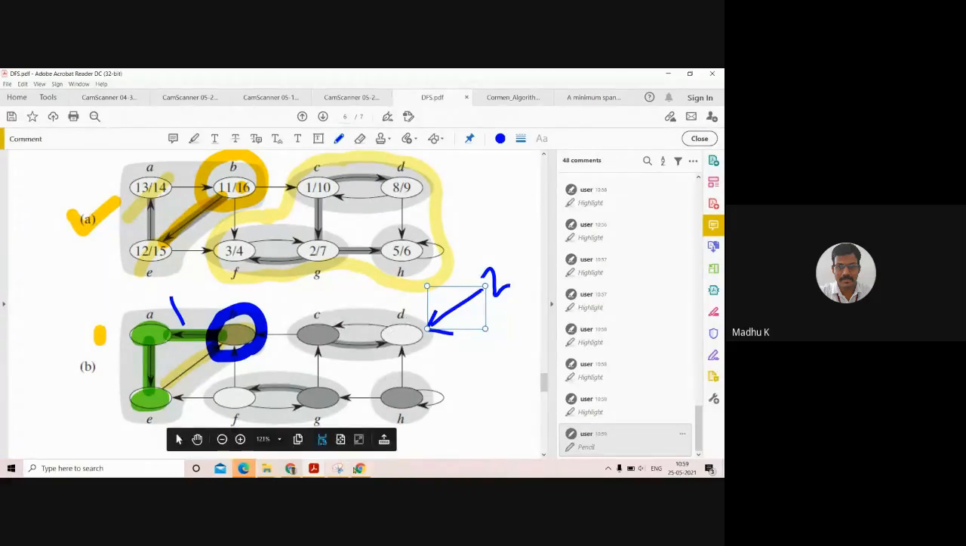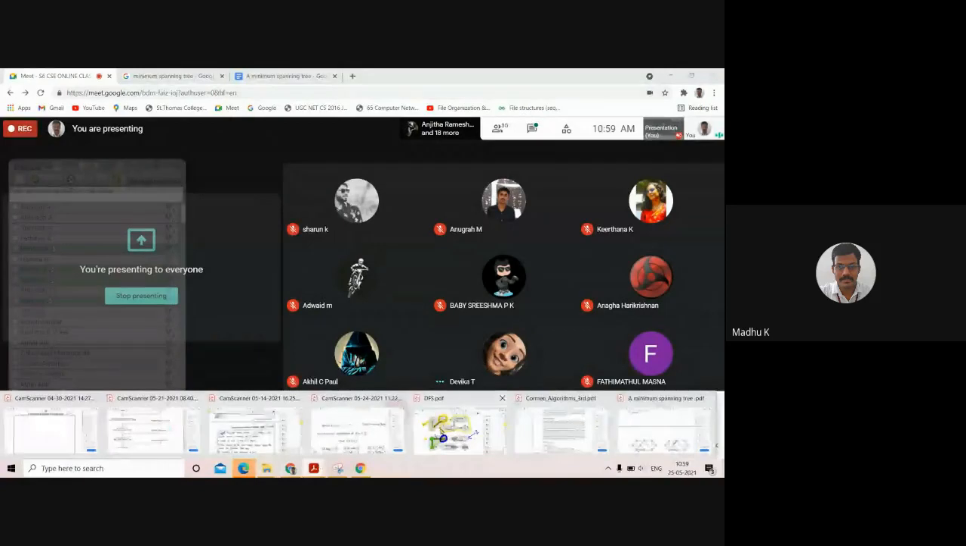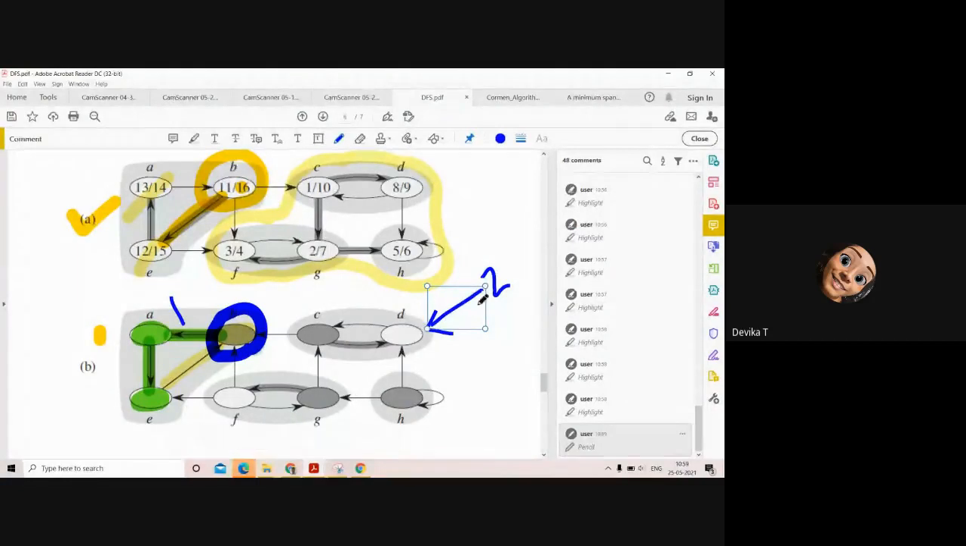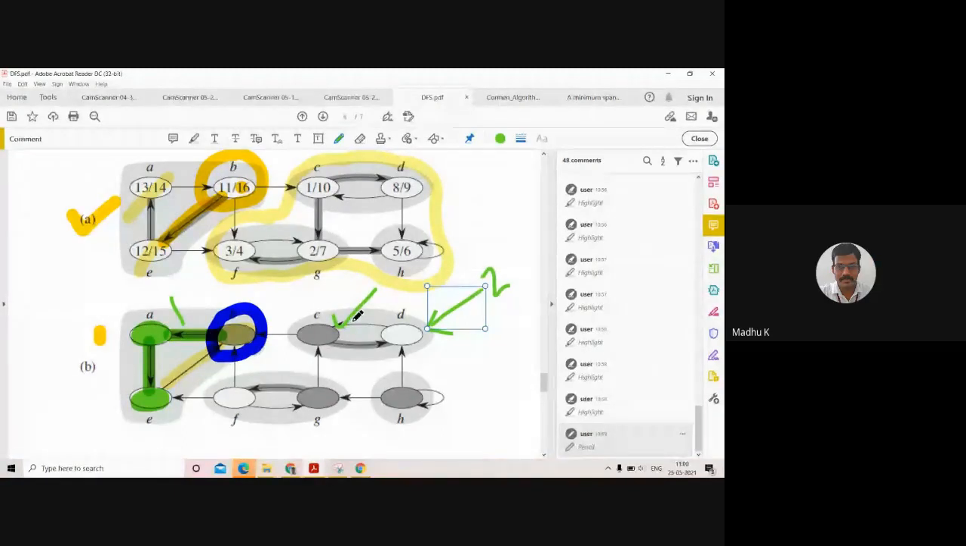Then my question to Devika: from where will I start next? C is already finished; I performed DFS using C. B is also finished. Next, we want to consider these three only, and among these, the one which is finished first.